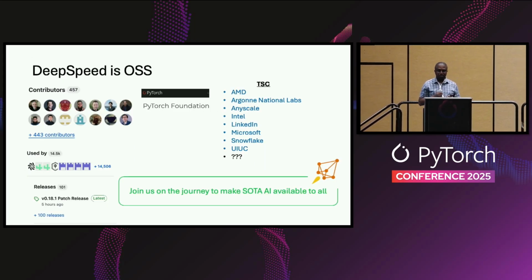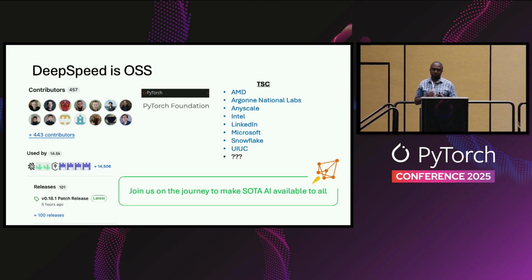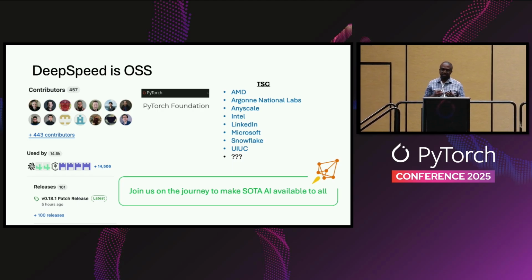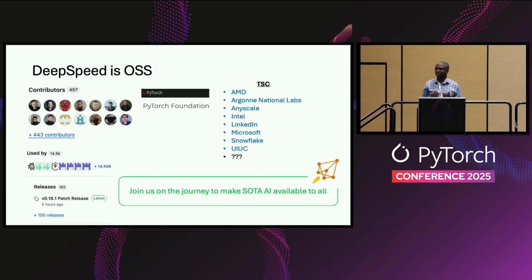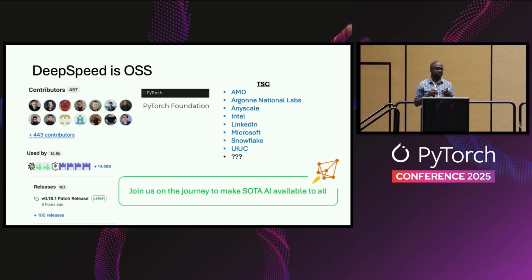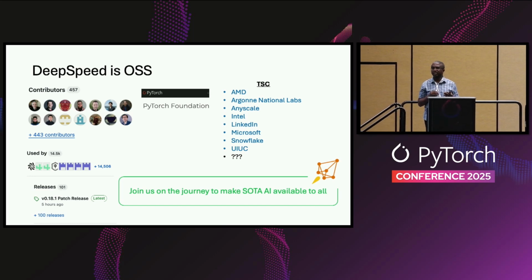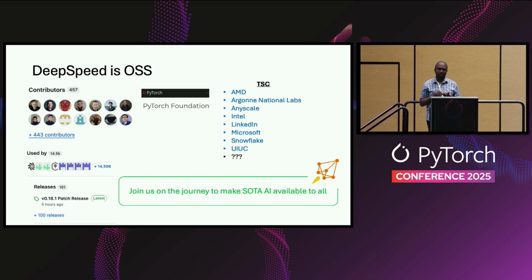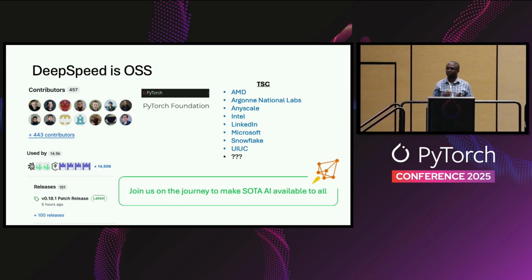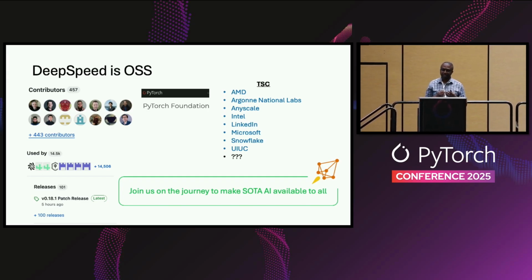So just to wrap up, I think I have some time for questions. Like I said earlier, DeepSpeed is an open source project. Its growth and its advancement is really based on the open source community. Here I'm showing the contributor list; we have over 400 contributors. It's heavily used by the open source community.